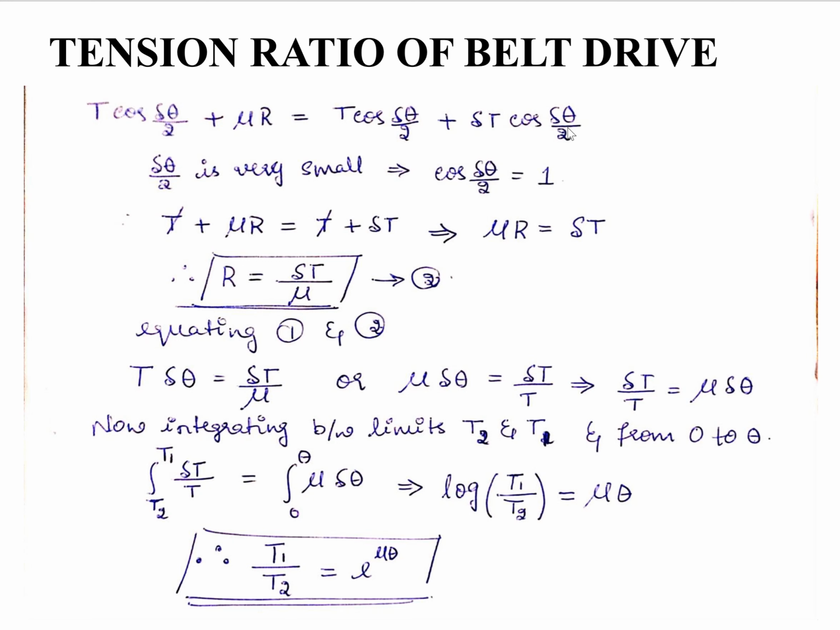Here, since delta theta by 2 is very small, we are considering cos delta theta by 2 is equal to 1. In this case it will become T plus mu R equal to T plus delta T. So here, since T and T get cancelled, mu R is equal to delta T, or R is equal to delta T by mu. This becomes equation 2.